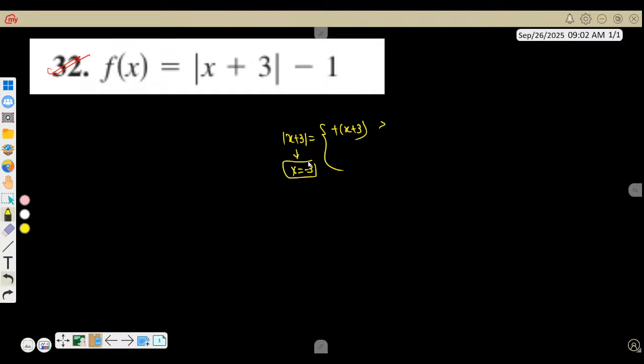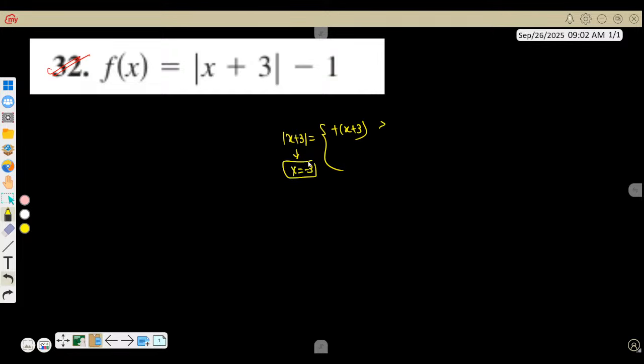Yeah. Okay. Now do the derivative of this. It would just be 1 and -1. Yeah. So if I want to do the derivative of this, my derivative is 1 if x is greater than -3, or -1 if x is less than -3.